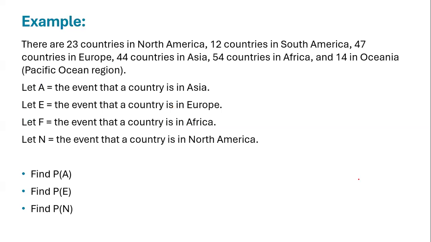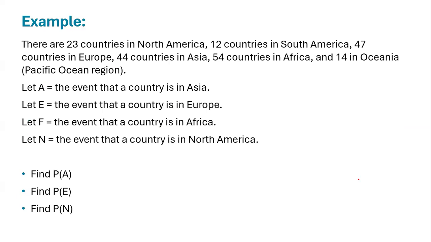Let's look at the next example. It says there are 23 countries in North America, 12 countries in South America, 47 countries in Europe, 44 in Asia, 54 in Africa, and 14 in Oceania. A is the event that the country is in Asia. E is the event that the country is in Europe. F is the event that the country is in Africa. N is the event that the country is in North America. So we want to find the probability of each of these events.